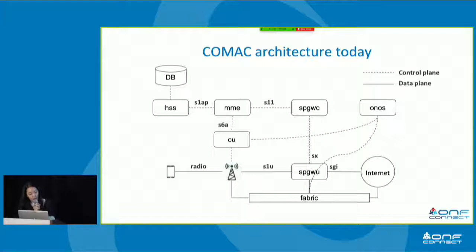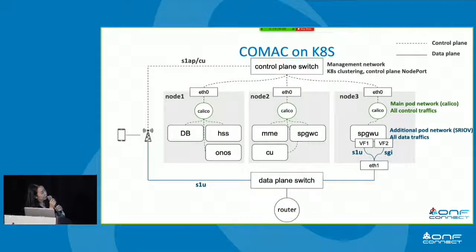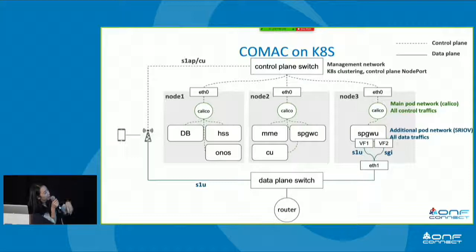This is the COMAC architecture I showed before. Hope you remember everything. There are EPC components, HSS, MME, and SPGW-C and U, and there are control plane networks and data plane networks. And when it is deployed on Kubernetes, it just looks like this. The boxes in the node are the pods, and they are all connected to the Calico main pod network, and the SPGW-U pod has two additional data plane networks.